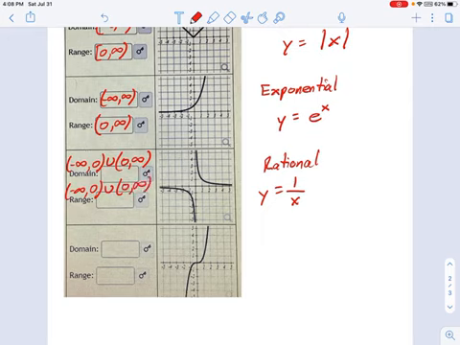0 to infinity. Okay, and this last one is called cubic. It's a cubic function of the form y equals x cubed. Okay, and the domain on this one, like the cube root, is everything. Negative infinity to positive infinity, both for x and y.